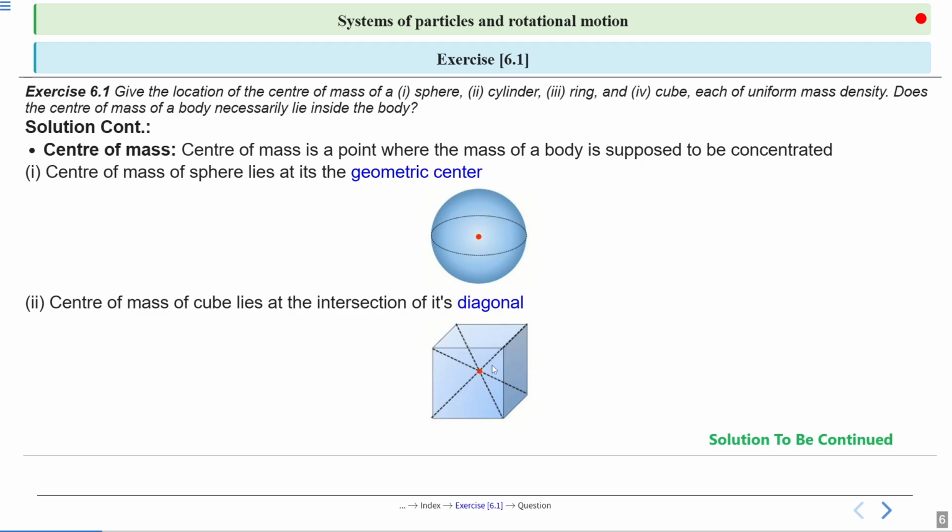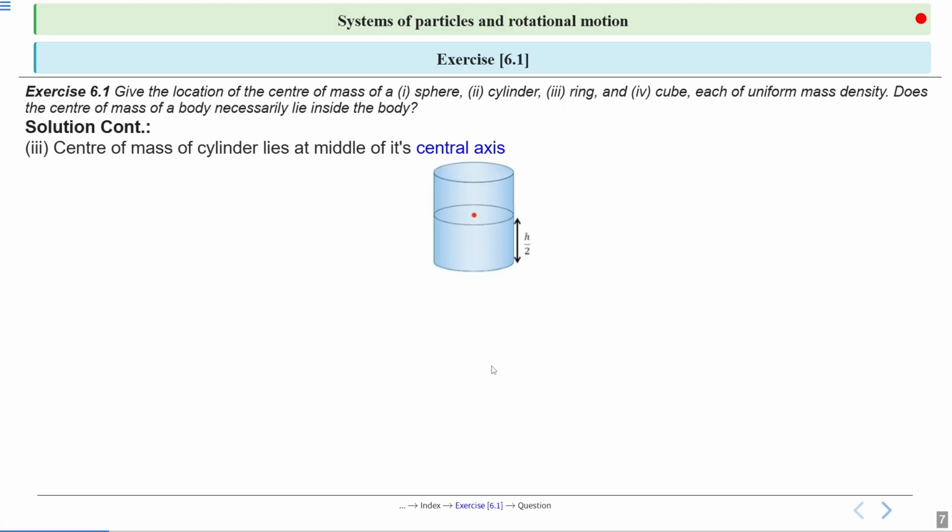Now the third one is the ring, or we can say cylinder. The center of mass of a cylinder lies at the middle of its central axis. So the central axis is this one, passing vertically through the center of the cylinder. And next, the center of mass of the ring lies at the center of the ring. This one. We have a ring, and this is the center of mass.